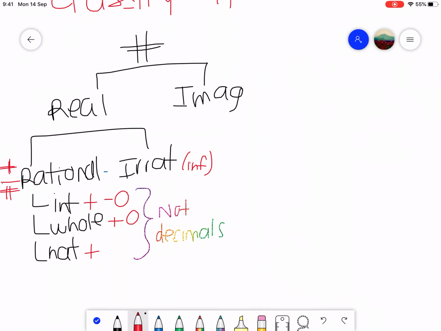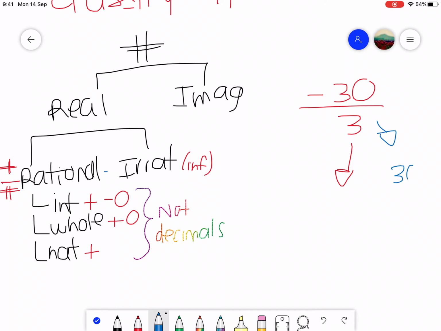What if I write the following? What if I write negative 30 over 3? What if I tell you to classify this number? First, look at that. You already have it written as a fraction. But do you know what the number is? If you don't know, remember that a fraction is also a division. I already said that before. So it's going to be 30 divided by 3.